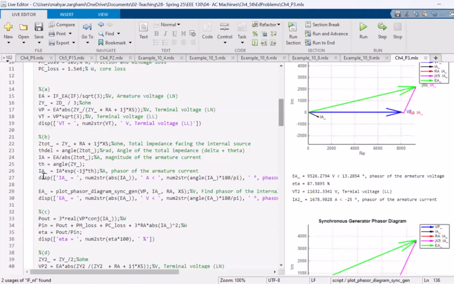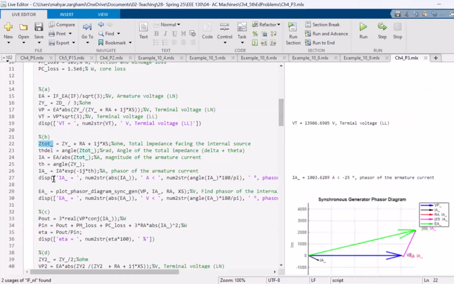Part B, this is basically the total impedance facing the internal source. This is the angle of the total impedance. The magnitude of IA would be EA divided by the absolute value of the total impedance. And its angle would be basically negative theta. And the phasor would be the magnitude times this angle with negative sign, right? That negative sign is because the impedance goes in the denominator. So this is giving you the IA phasor.